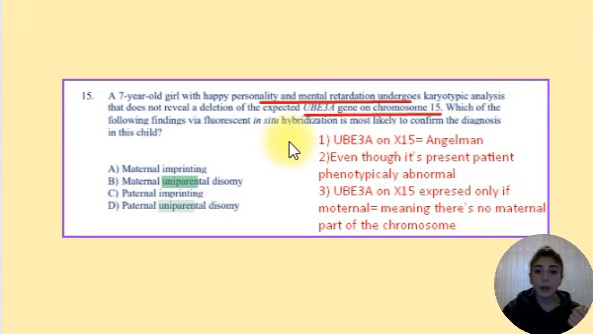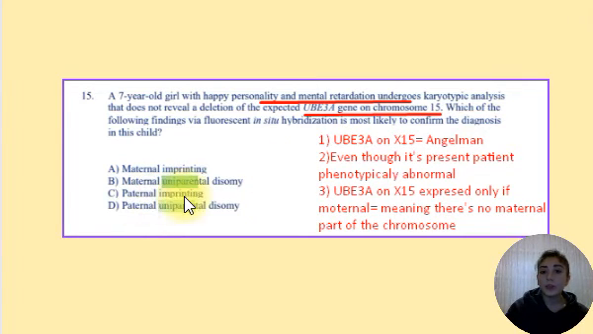So it is paternal uniparental disomy here. Why paternal? Because both chromosomes are from the father. Therefore, we don't have the maternal UBE3A gene on chromosome 15, right? And therefore it is like it being deleted. We develop Angelman syndrome. It is first.